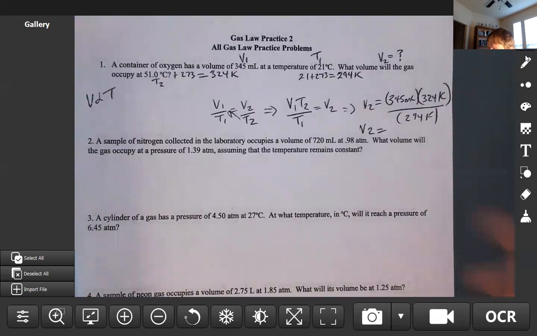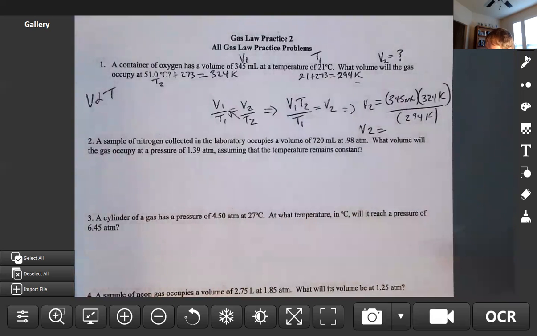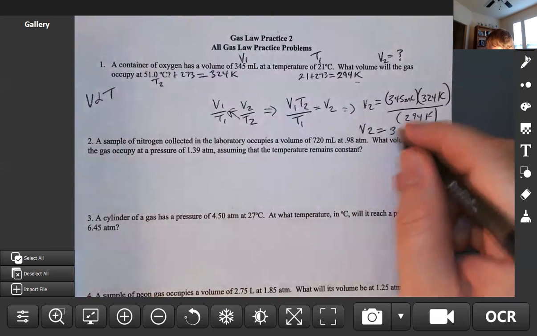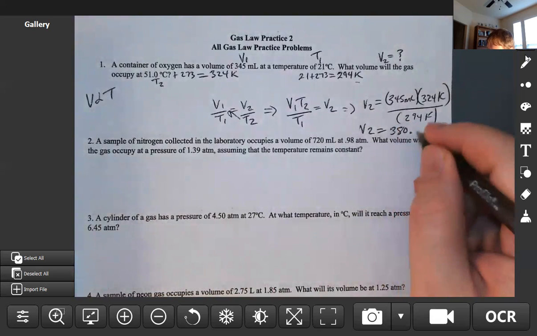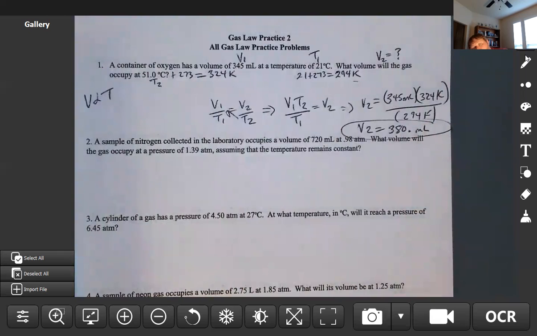Okay. I see three sig figs, so that'll be 380 milliliters. Hopefully you don't find that too complicated.